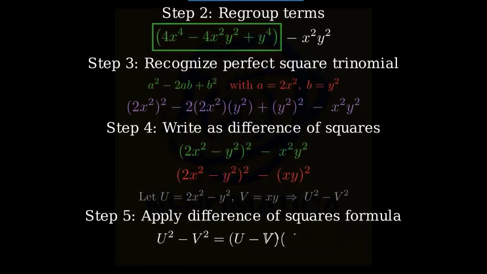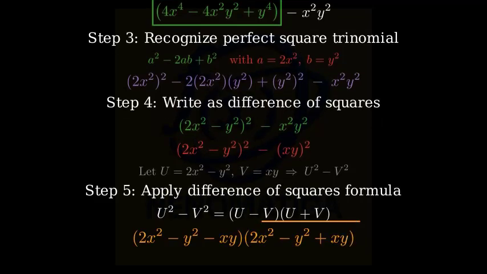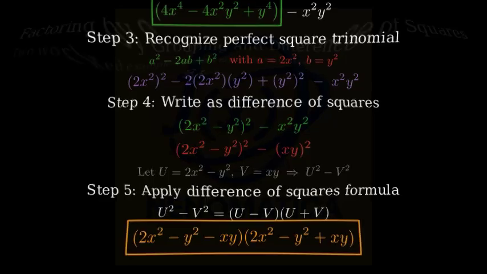Use u² − v², which factors as (u − v) times (u + v). Substituting back u equals 2x² − y² and v equals xy, we get the final factorization.